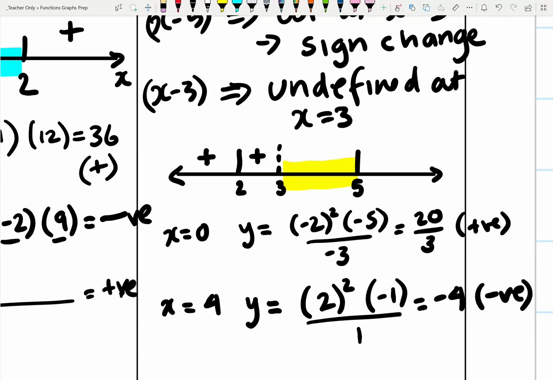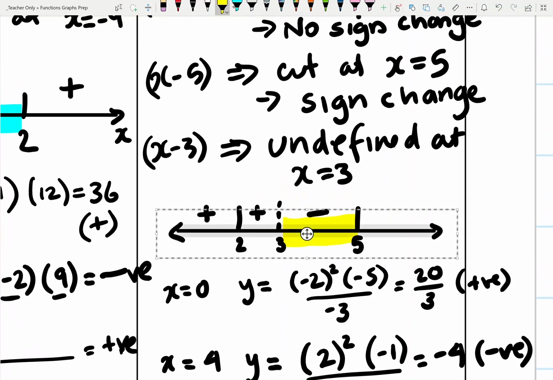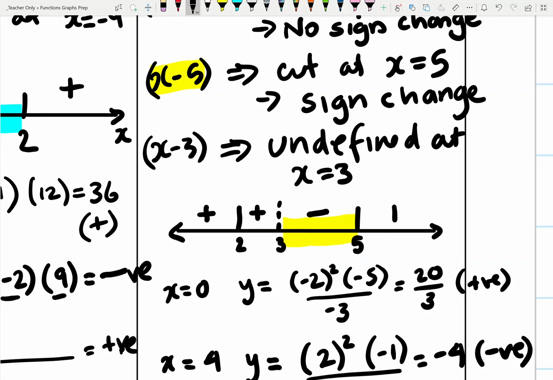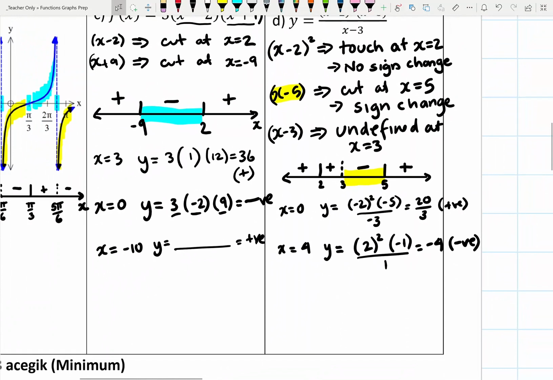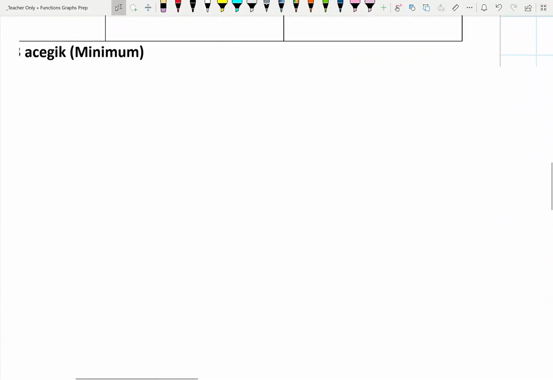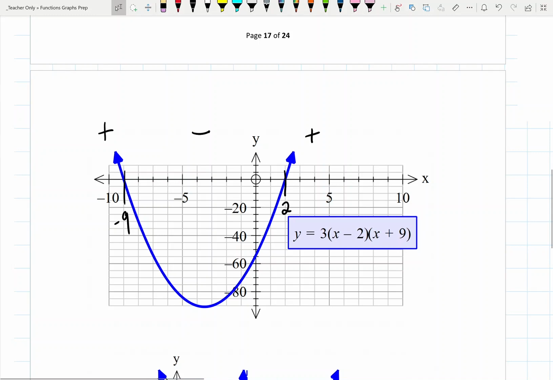So that tells us that this region is going to be negative. We've already worked out up here that when x equals 5, there's going to be a sign change. So that means on the other side of 5, it's going to be positive. Now, you can do that without a calculator. And then what you can do is you can check. So if we have a look down here, I've graphed the function for you.